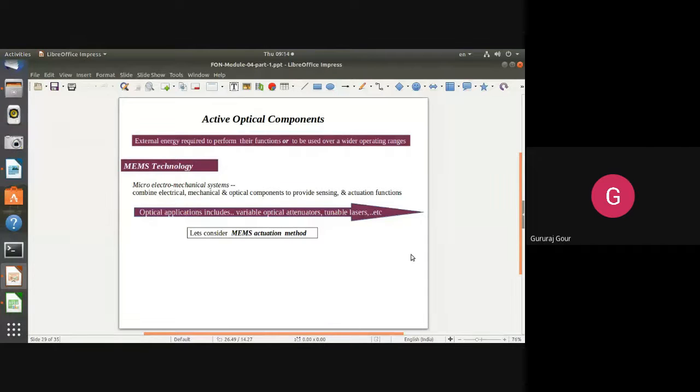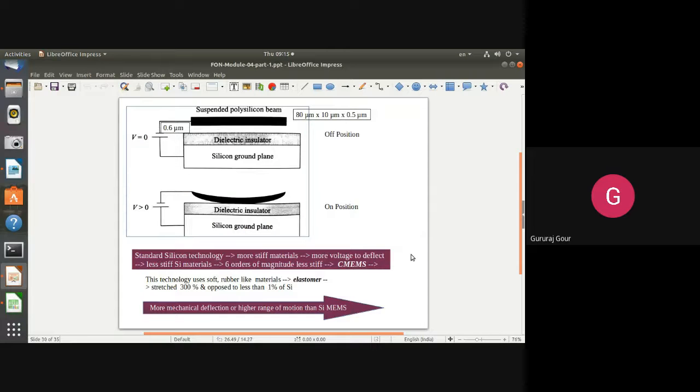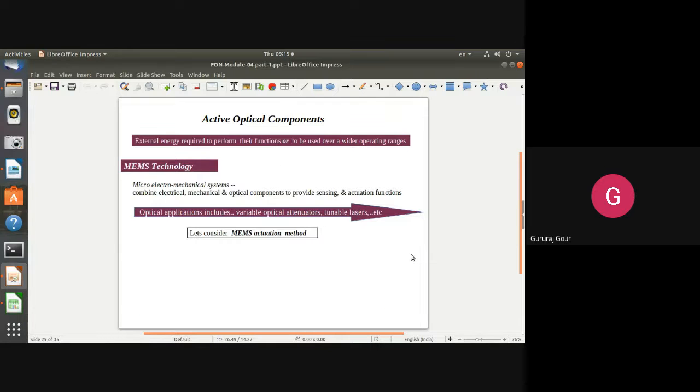So this is all about the first kind of active optical component under MEMS technology we have seen, CMEMS and SIMEMS. So remember the key issue you have to explain under this MEMS technology is how it can be used as a sensing and actuation function serving mechanism. Those things only you have to focus on under this MEMS technology. Remember this is serving like one of the active optical components.